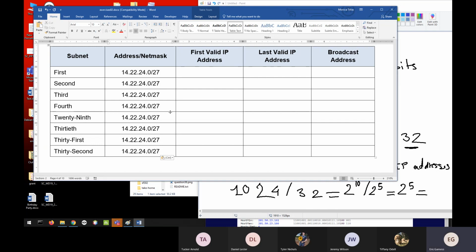So 0 plus 32 is 32 for the second subnetwork. Third subnetwork, 32 plus 32 will be 64. Fourth subnetwork, 64 plus 32 will be what? 96. Look, they don't ask me the 5th, 6th. They just ask me subnetwork 29.